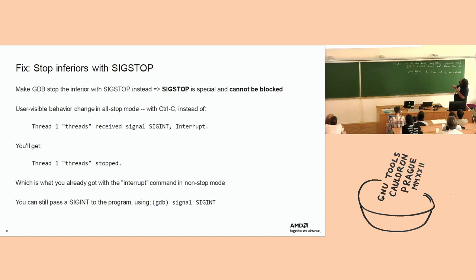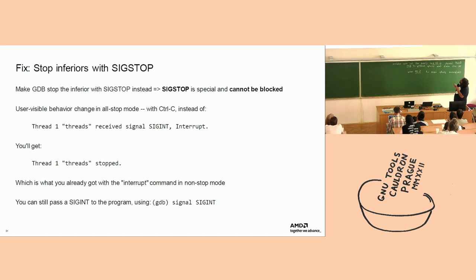There's even a target hook method called target stop. You will see a small difference: you type Ctrl-C, GDB gets the SIGINT, decides to stop the process, and is no longer going to stop it with SIGINT, it's just going to do a pause, suspend the thread. So instead of getting this, you get this, which is already what you see with non-stop mode.